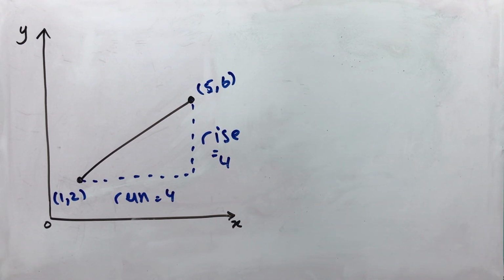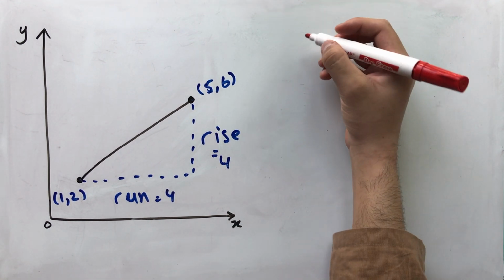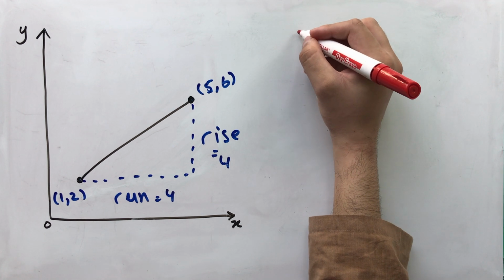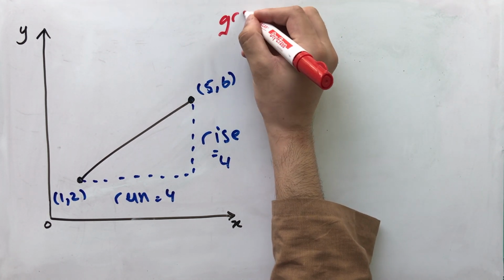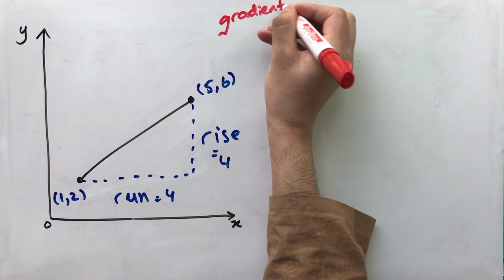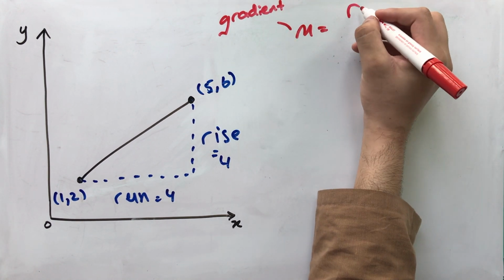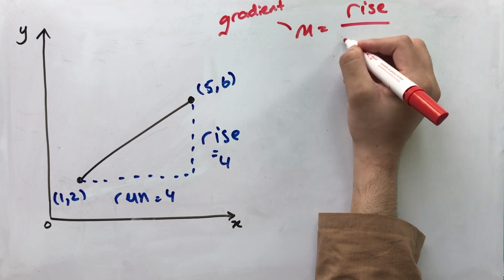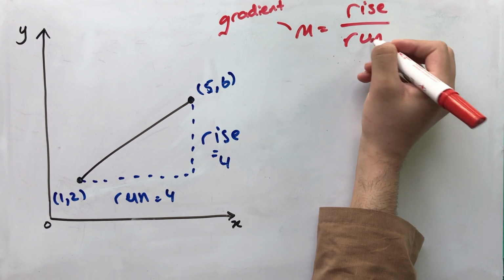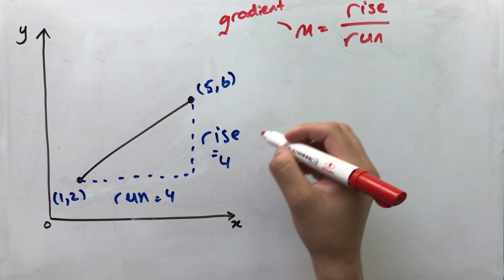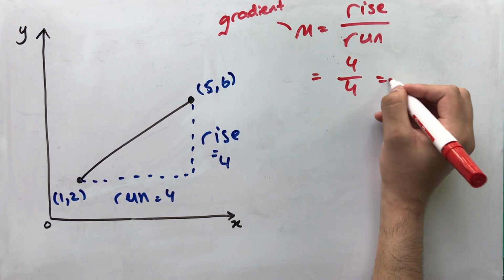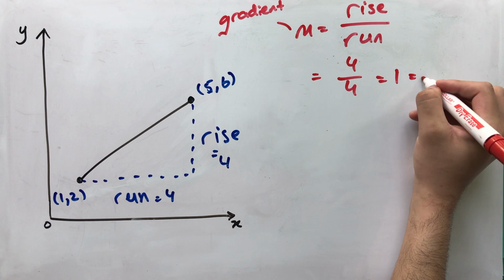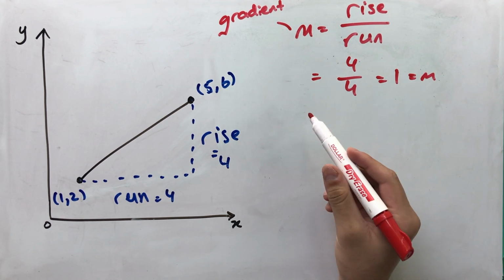So a very useful formula for gradient is m. This is used to represent gradient. So m is gradient. m is equal to rise over run. Okay. Now in this situation, the rise over run would be 4 over 4, which is 1, right? So the gradient for this line is equal to 1.